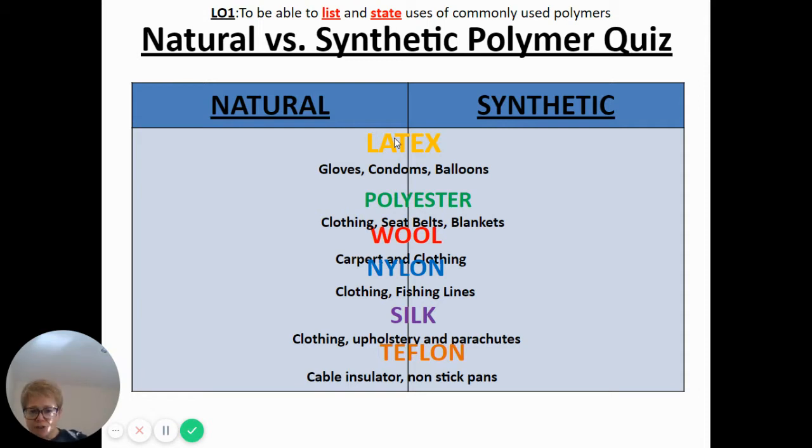Wool is also naturally occurring. It obviously comes from sheep. Silk is naturally occurring. It comes from worms, silkworms. The others are synthetic. So polyester, nylon, and Teflon, all synthetic.